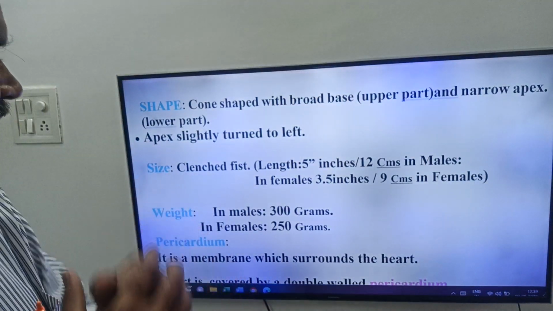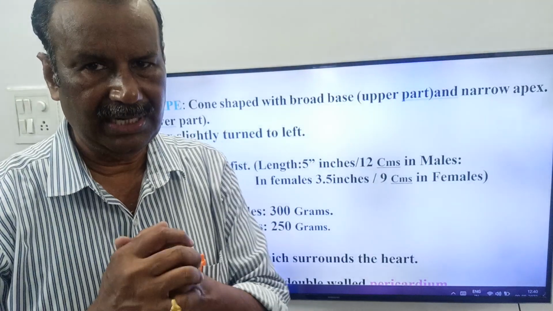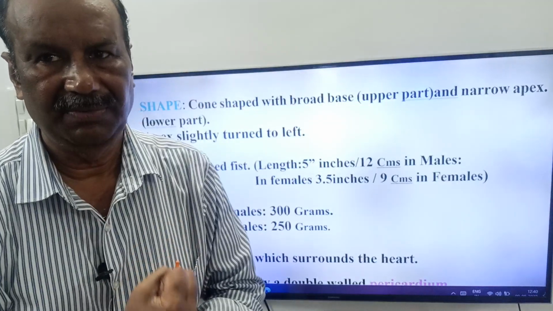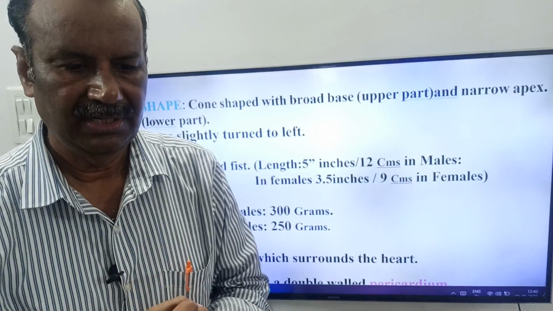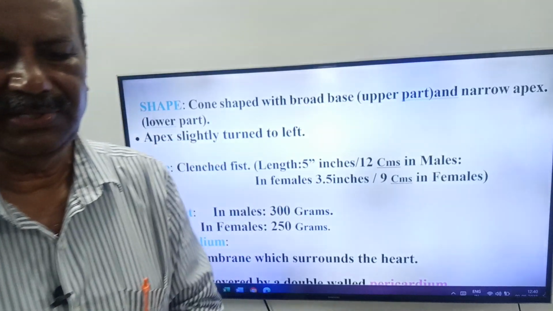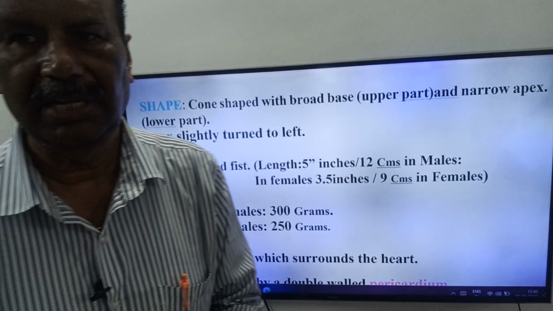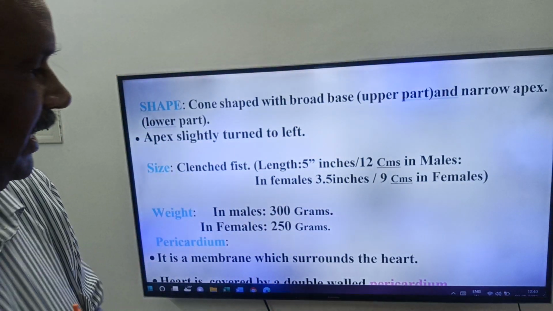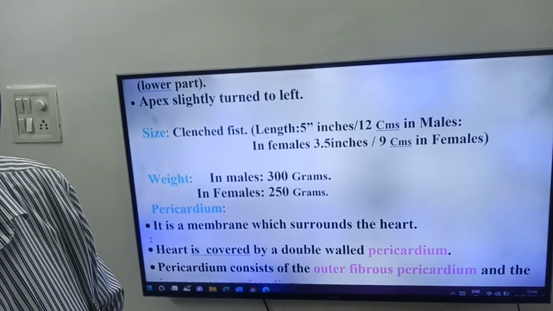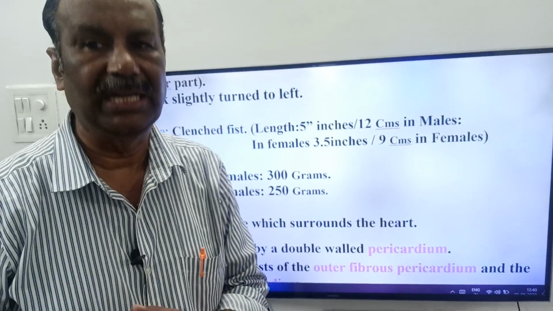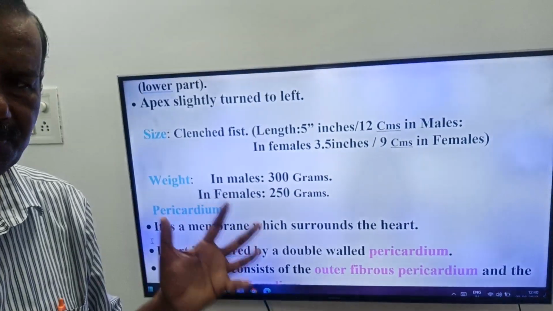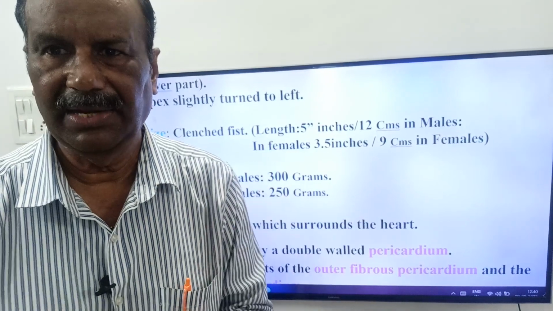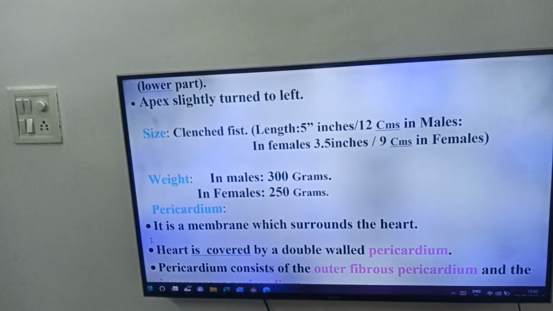Now come to the size. The size of the heart is that of a clenched fist. Length is 5 inches in males, 3.5 inches in females. Now come to weight. In males it weighs 300 grams, in females 250 grams. Weight of the heart: 300 grams in males, 250 grams in females.